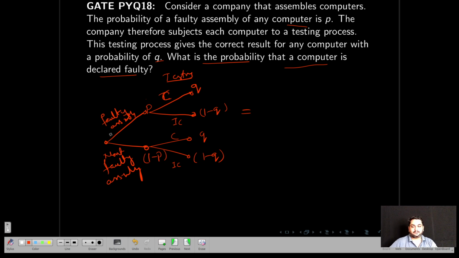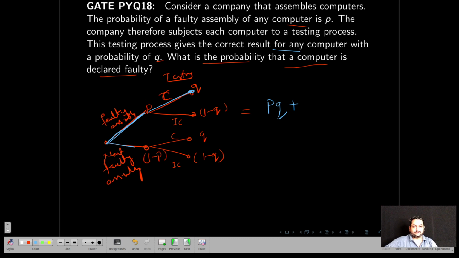Okay, how will you find this? Declared faulty means, see, let me take this. First, this is faulty, okay, this path, and then Q means what? What is Q here? Q says it detects correctly, that means this path, right? So it is a faulty computer, it is saying it as faulty. So this is one path I have to select, PQ. Plus, is there any other path which detects properly the test?